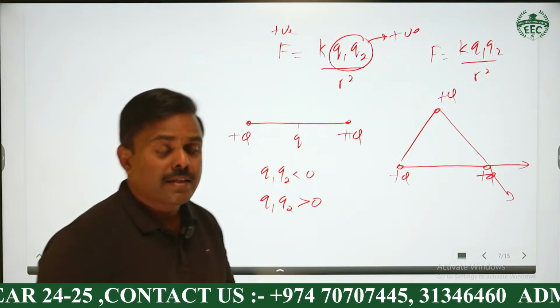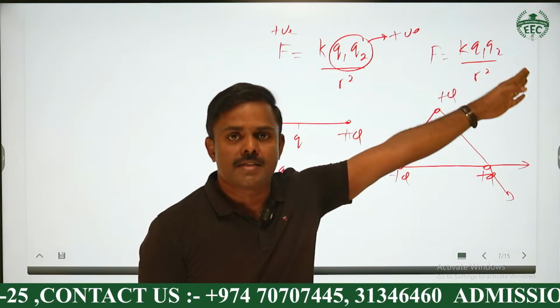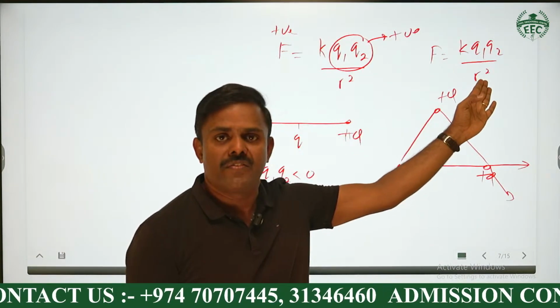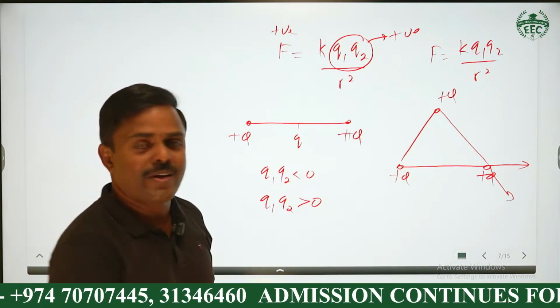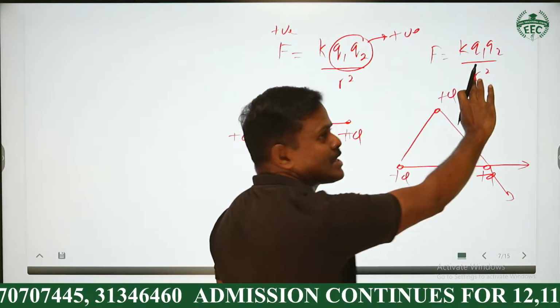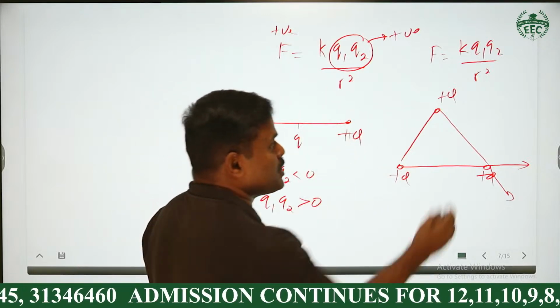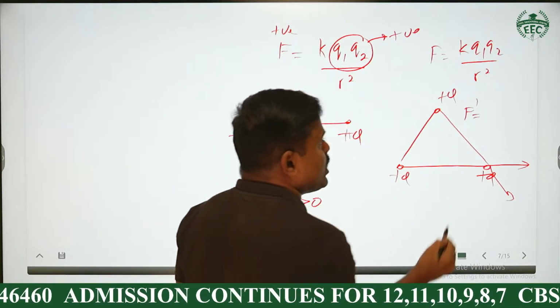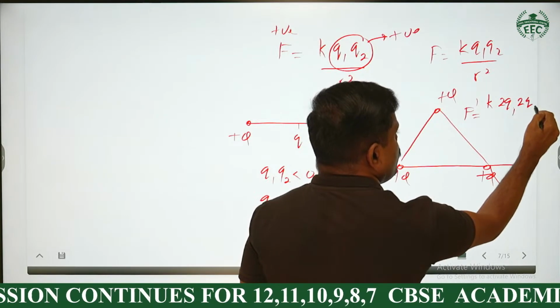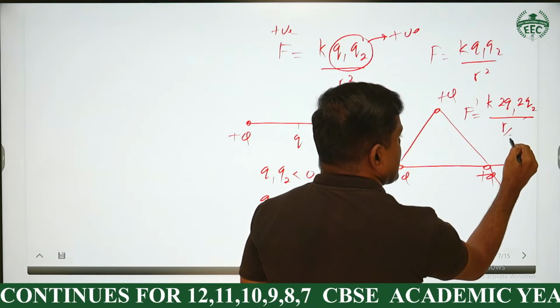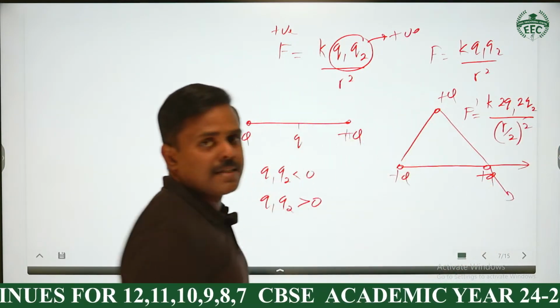They will say the charge is doubled, distance is halved. What will happen to the force? So how do you write it? First force is K Q1 Q2 by R square. Second force, you write F dash equal to K into 2Q1 2Q2 divided by R by 2 the whole square. That is an important question.